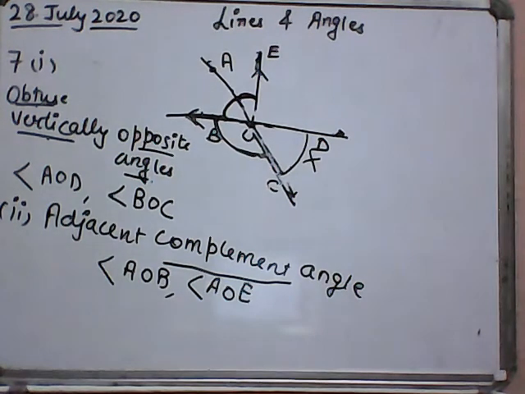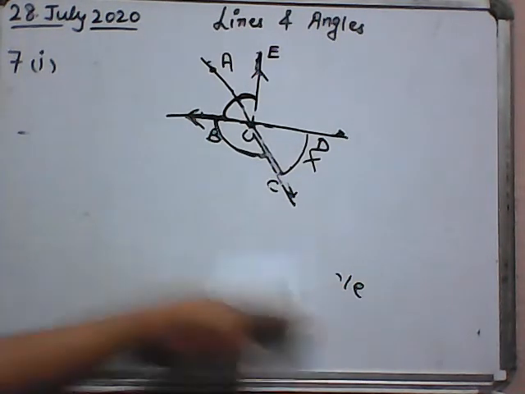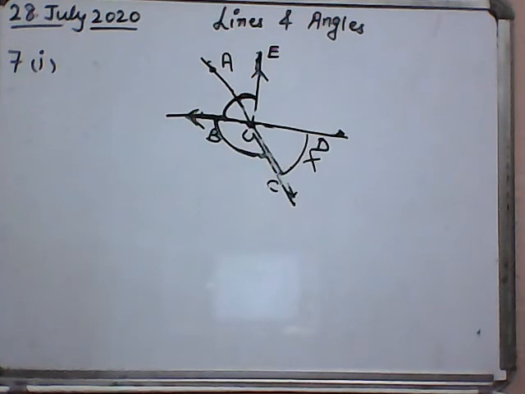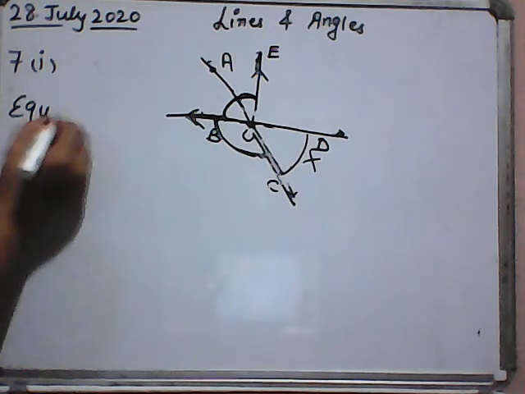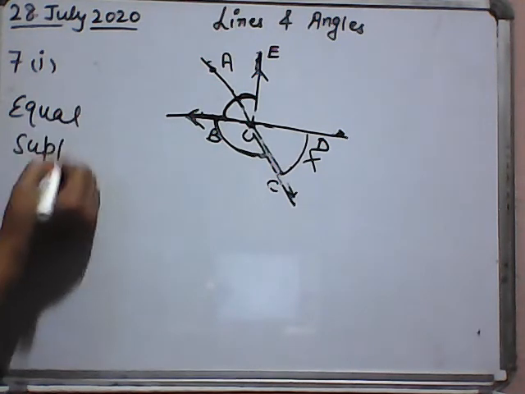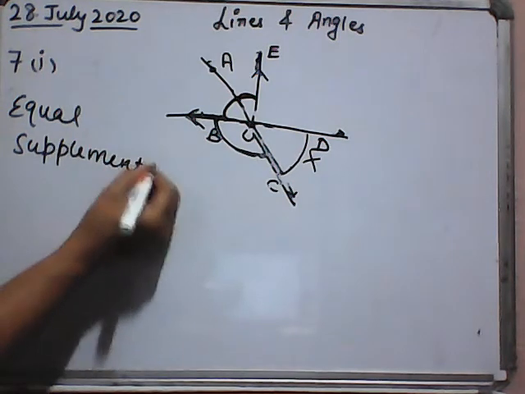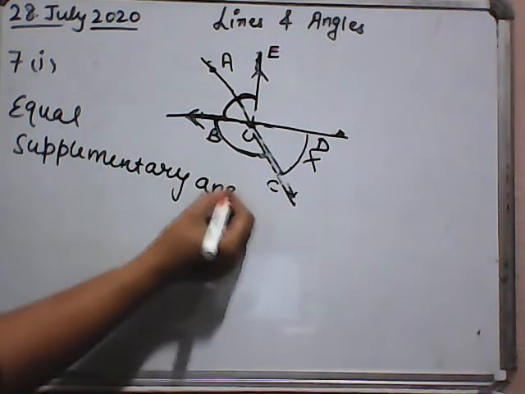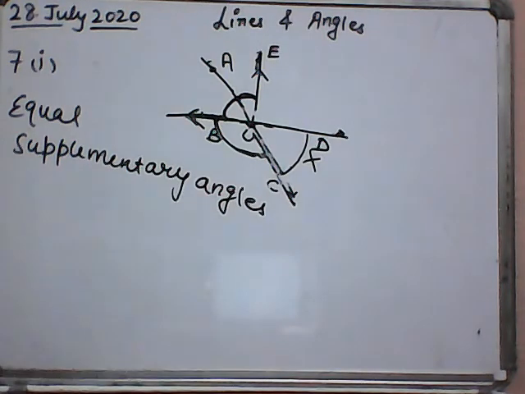In the next part, you have to find out equal supplementary angles. Supplementary angles means angles whose sum is 180 degrees. Equal supplementary angles means the sum of the angles is 180 degrees and the supplementary angles are equal. In this figure, angle BOE and angle EOD.